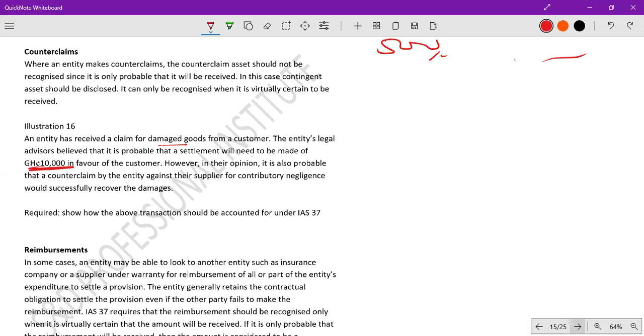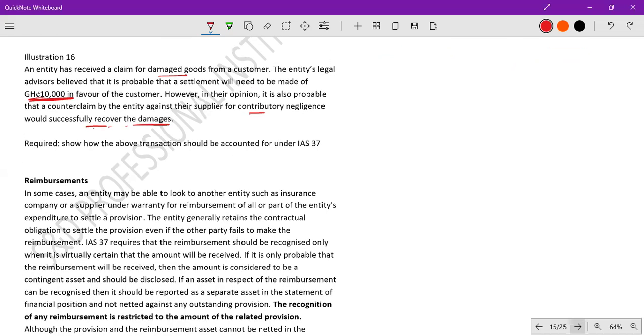However, in their opinion, it is also probable that a counterclaim by the entity against its supplier for contributory negligence would be successful in recovering the damages. So what would be the contingent asset that needs to be disclosed? Not more than 10,000.